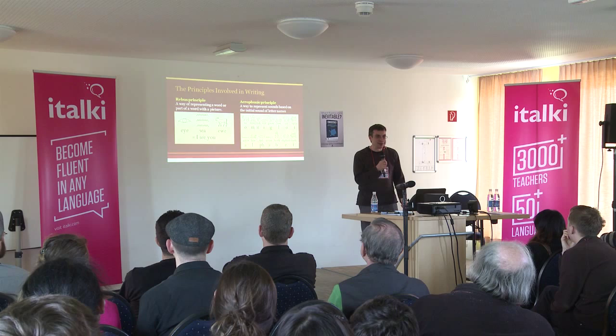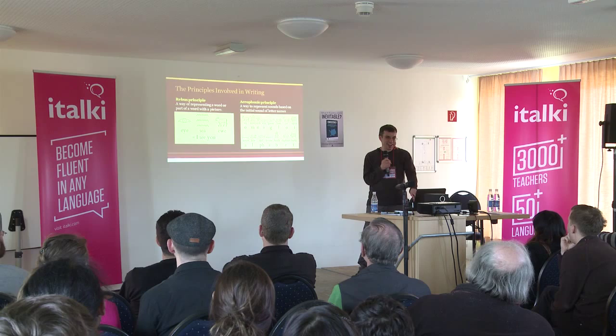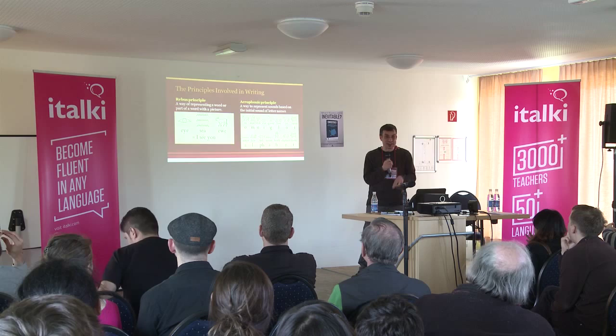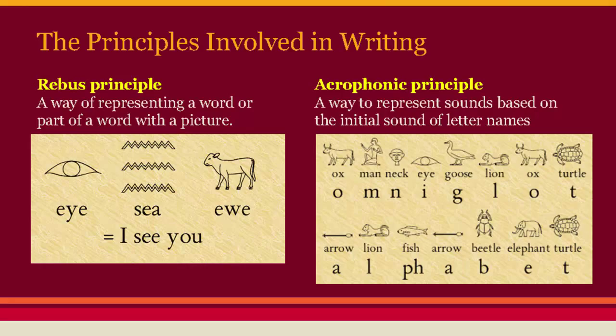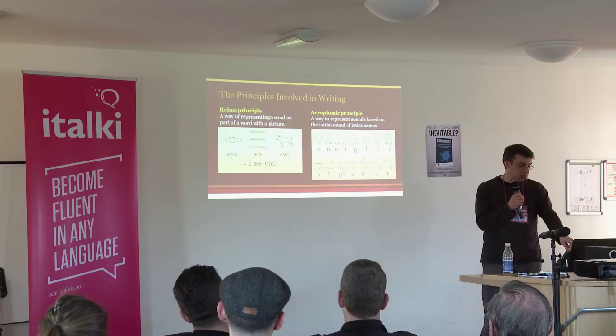And then I started to invent a new script based on the Egyptian hieroglyphs. This is actually how the first alphabet was invented. I'll get onto that later. But I took Egyptian hieroglyphs and then found ones with the right sounds. So this is the acrophonic principle. So you're using the name of the letter and what it represents to represent the sound. So it's the initial sound of the word. So ox stands for O, man for M, and so on.